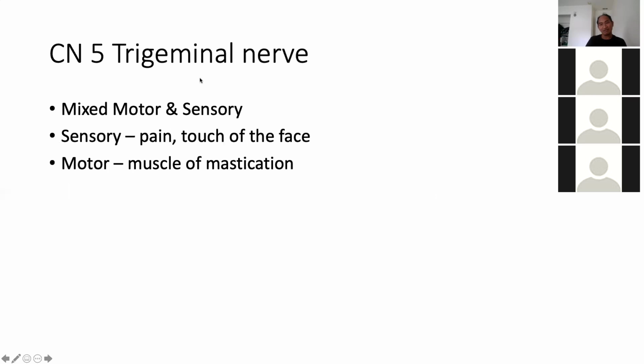Fifth cranial nerve, hey, it is a very, very big cranial nerve. So it is going to divide into 3: frontal, maxillary, and mandibular. Of course, it is big, therefore it is a mixed nerve. It is both motor and sensory.